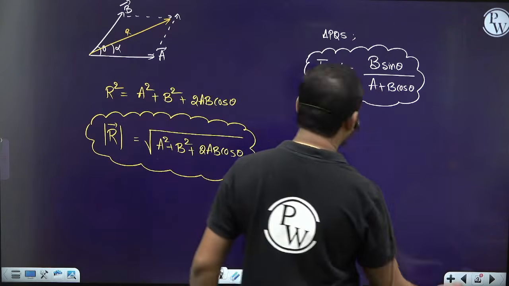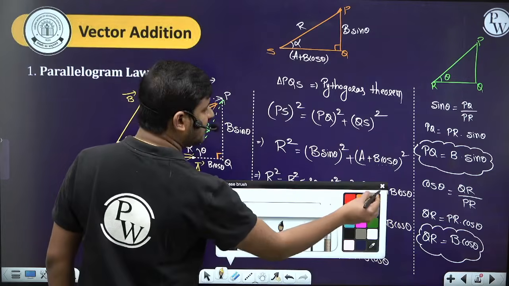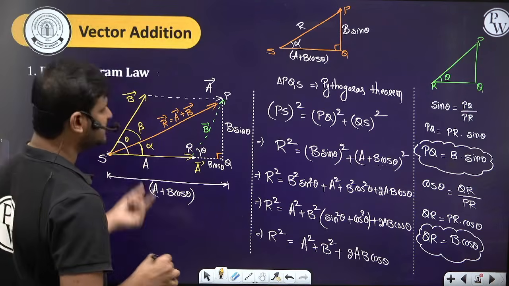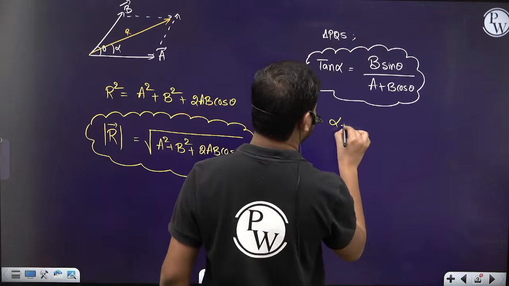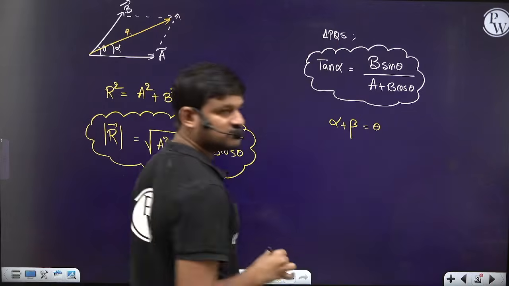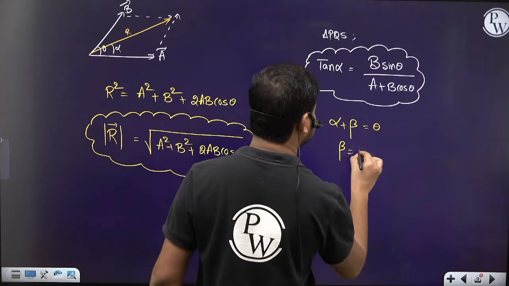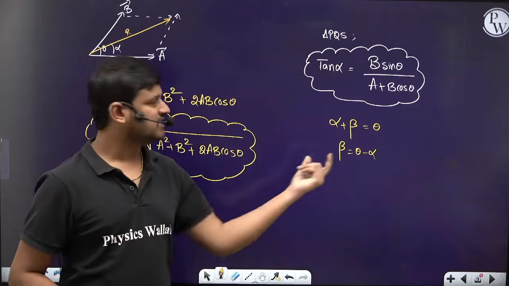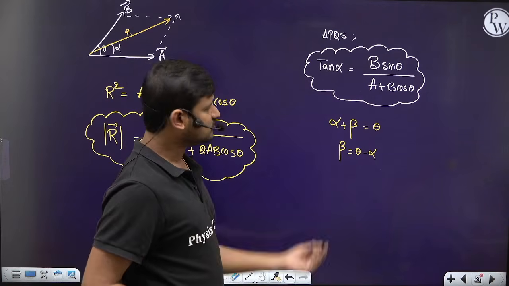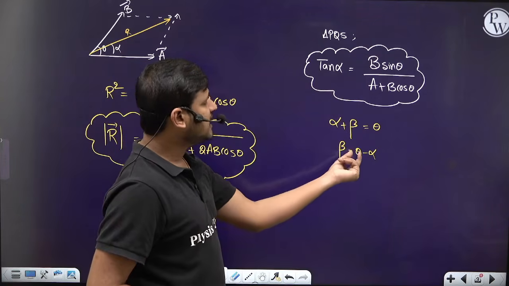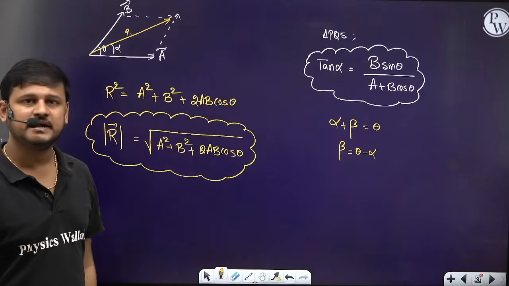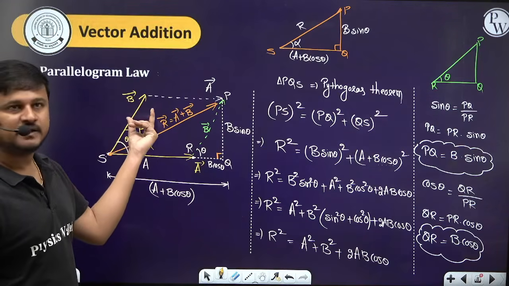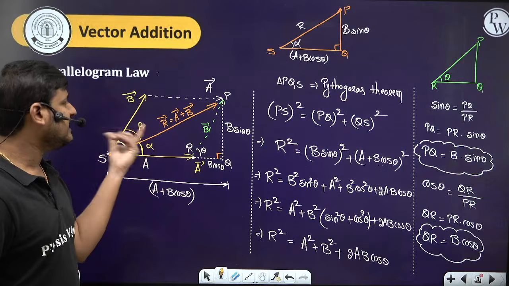No sir, I need the angle between the resultant and B. That you can also find, let it be beta. So you can simply say that alpha plus beta is equal to theta. Then from there beta is equal to theta minus alpha. That's it. Clear? You find the alpha value and subtract alpha from theta to get beta, the angle between the resultant and vector B. And alpha is the angle between vector A and the resultant.